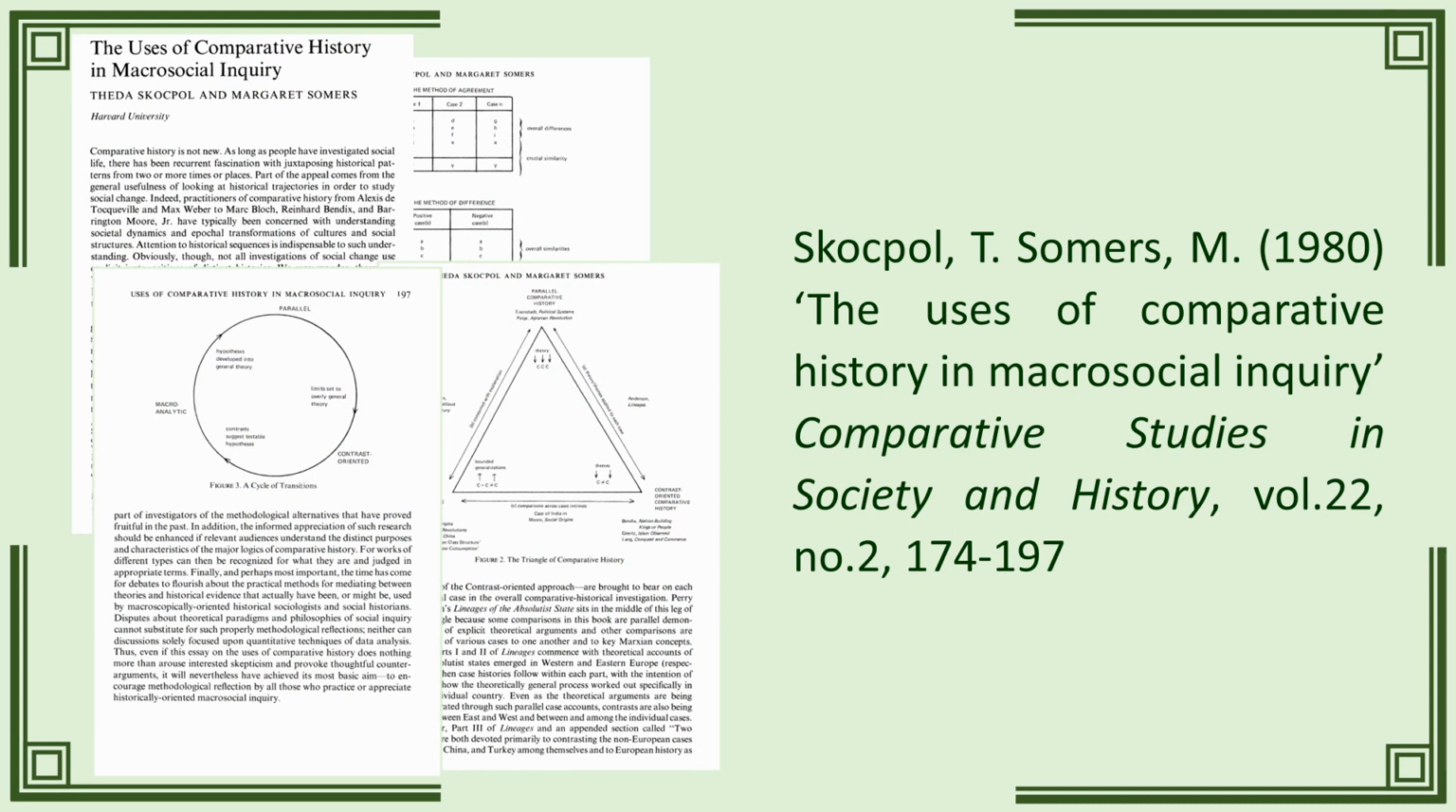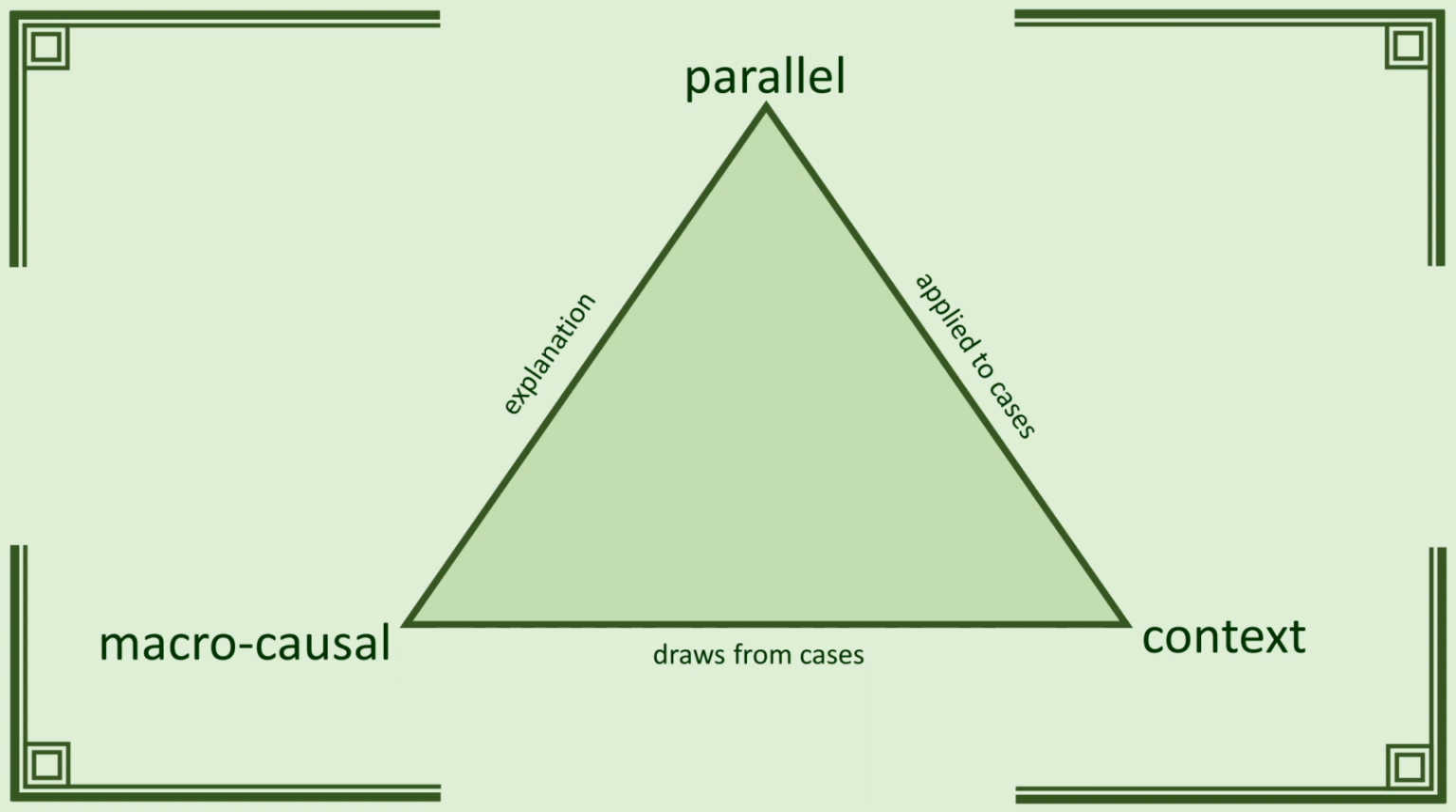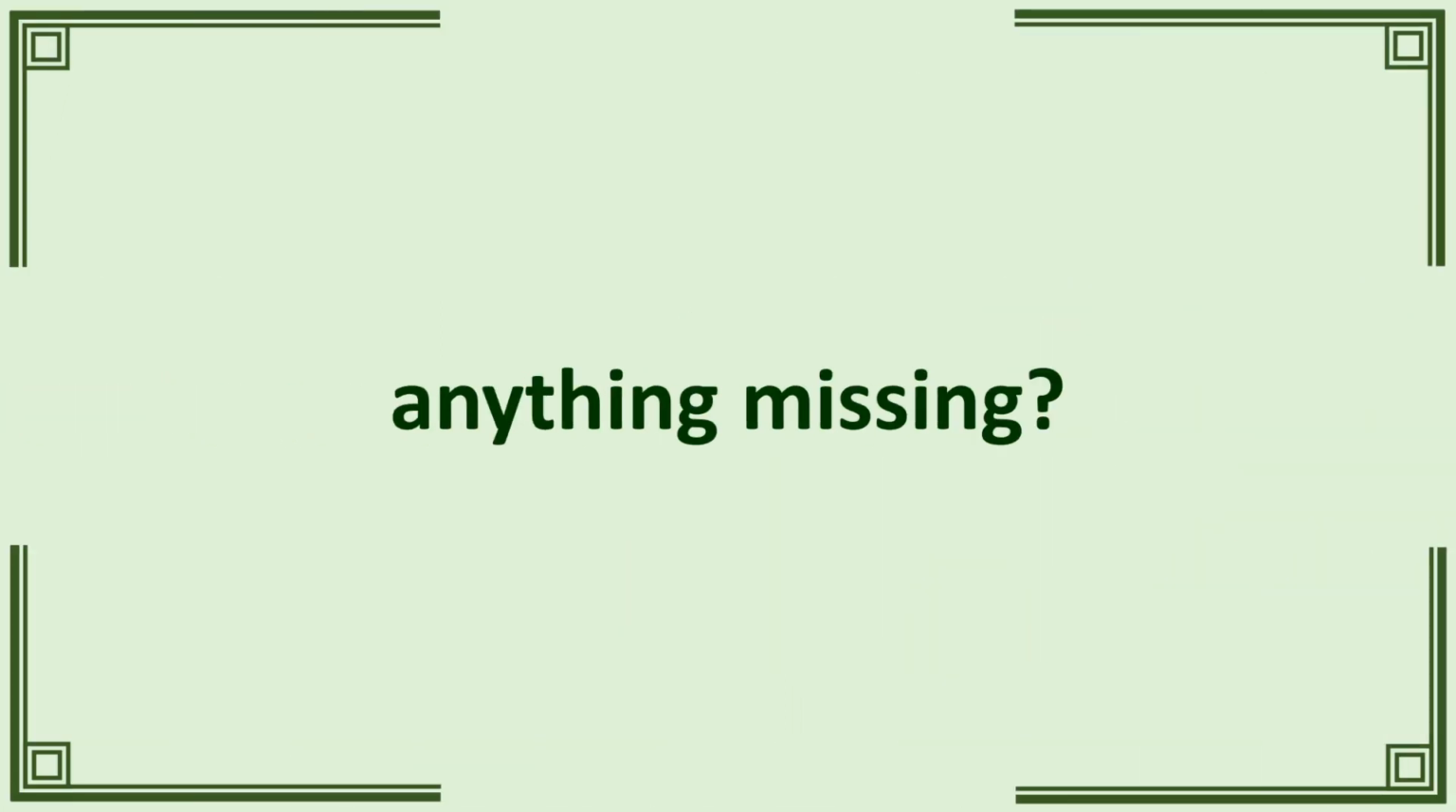But I couldn't finish without addressing one very obvious question. If the argument is right, and historical comparison is an umbrella term which conflates various and often incompatible approaches, are Skocpol and Somers' three types, parallel, context and macrocausal, a complete description of the possibilities? Did they miss anything? Are there other types of comparison that this article doesn't cover?